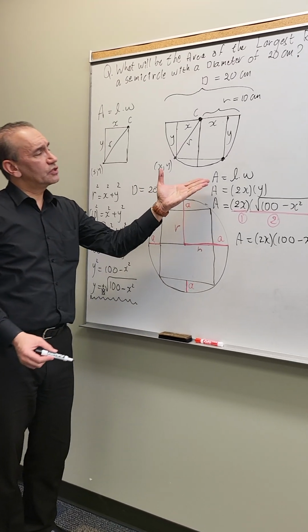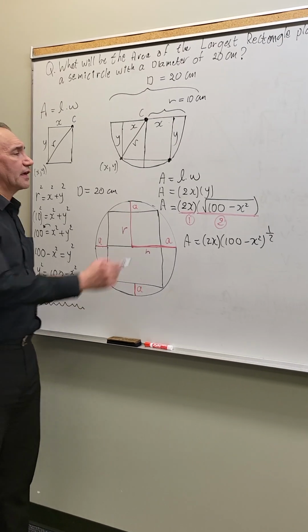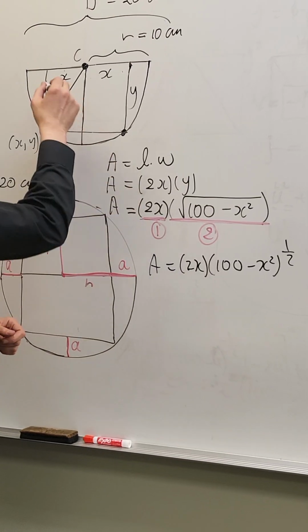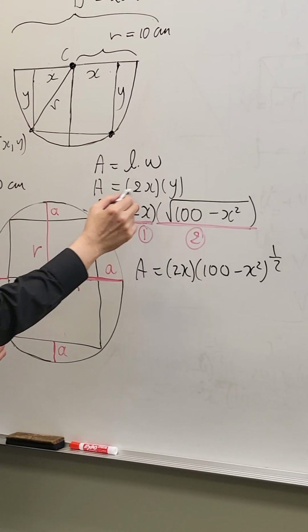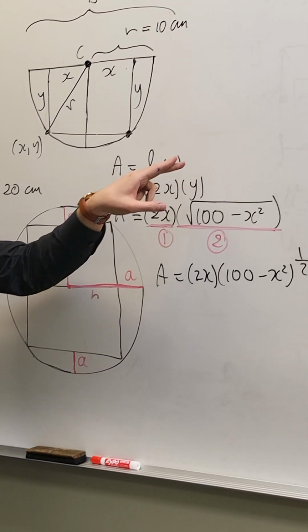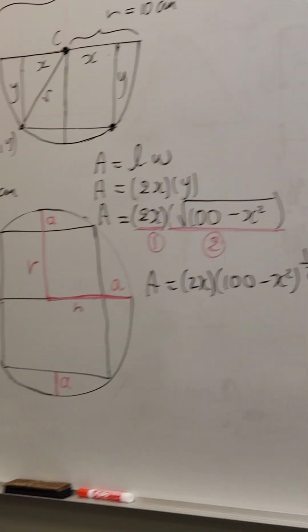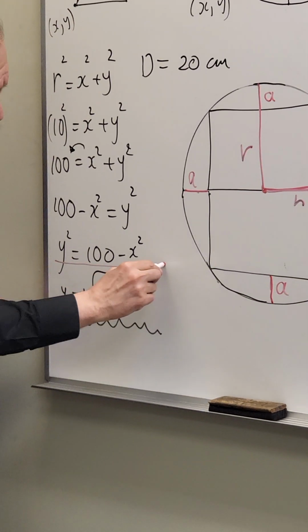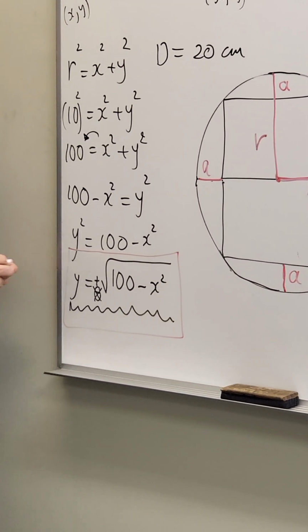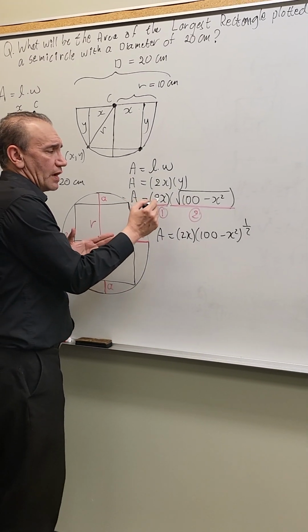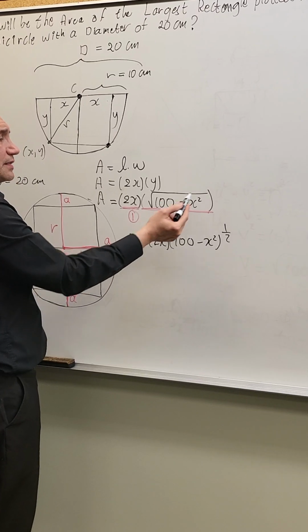And now I'm coming to the area of the rectangle. The area of the rectangle is length times width. And the length I already suggested as double x, which is 2x, and this is y. I'm going to replace the y in this equation with whatever y I got here. So if you take a look at this y here, I'm going to replace it with this y instead of the y in here. So I write down 2x times the square root of 100 minus x squared.